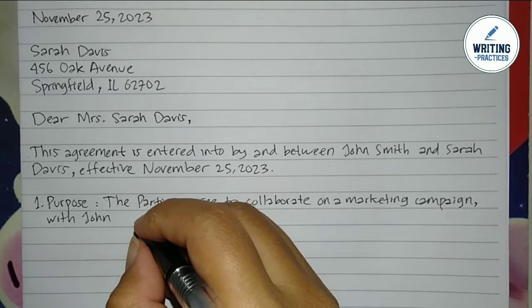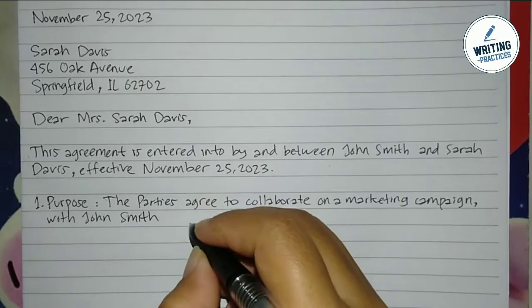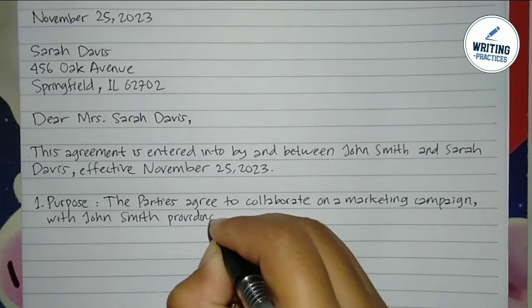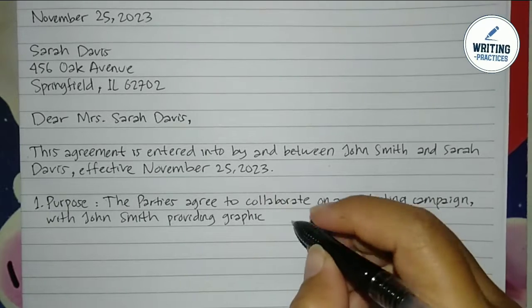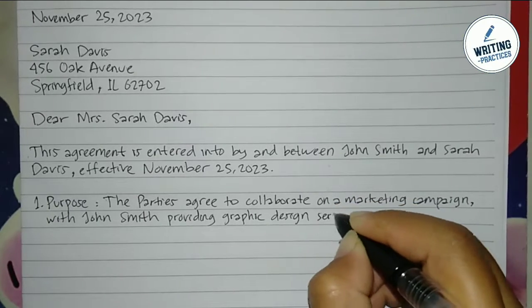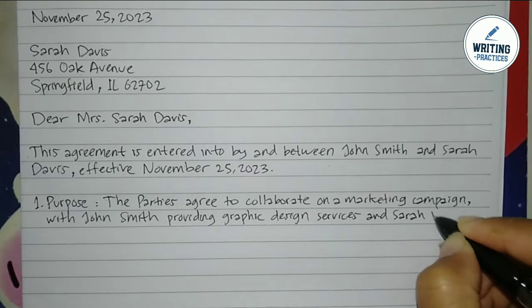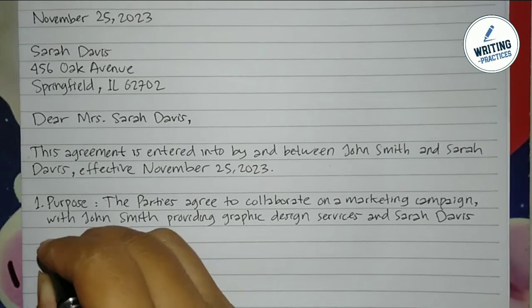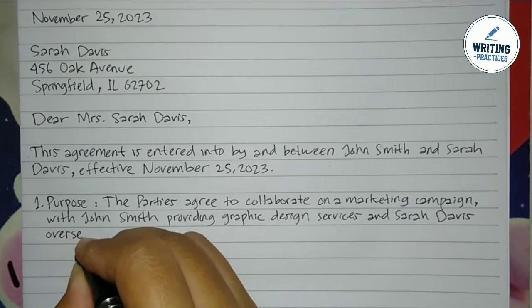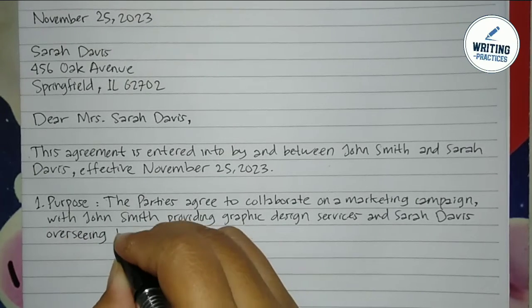Number 1. Purpose. Here, write what kind of agreement you have. And write the job desk or anything that you and the recipient must do in this agreement. For example, the parties agree to collaborate on a marketing campaign, with John Smith providing graphic design services, and Sarah Davis overseeing the marketing strategy.